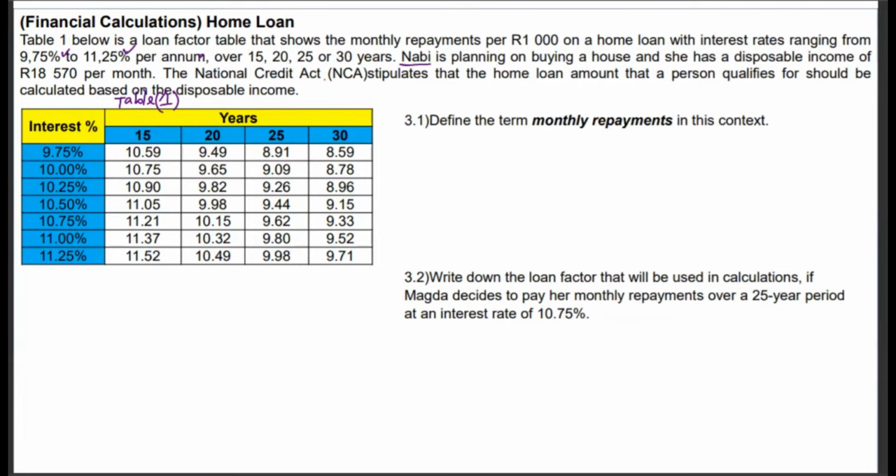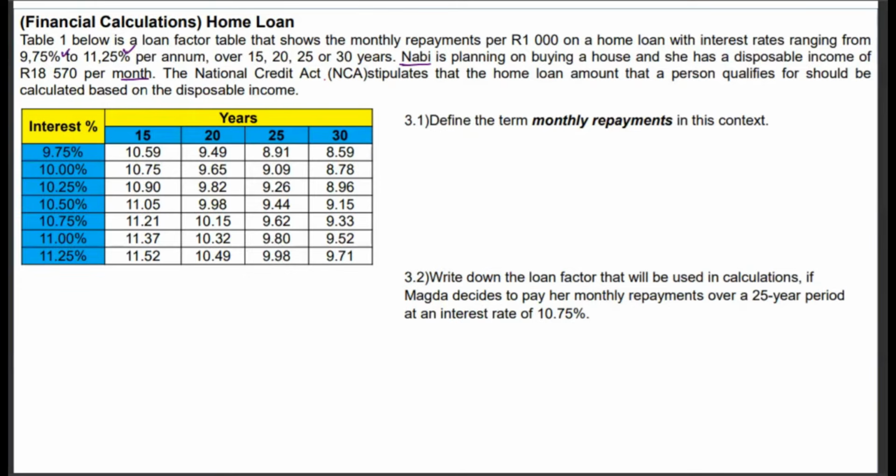Someone called Nabi is planning on buying a house, and she has a disposable income of 18,570 per month. The National Credit Act, the NCA, states that the home loan amount that a person qualifies for should be calculated based on their disposable income. Disposable income simply means the amount of money one remains with after the expenses, after the deductions. Otherwise, it could be the same as net income.